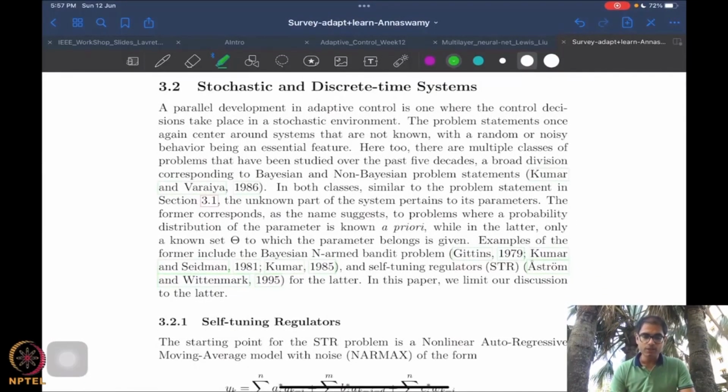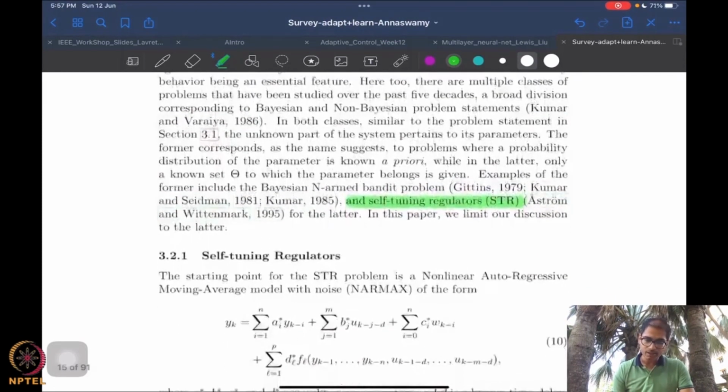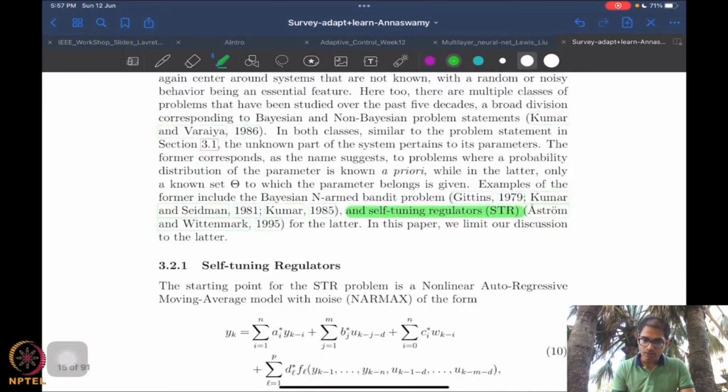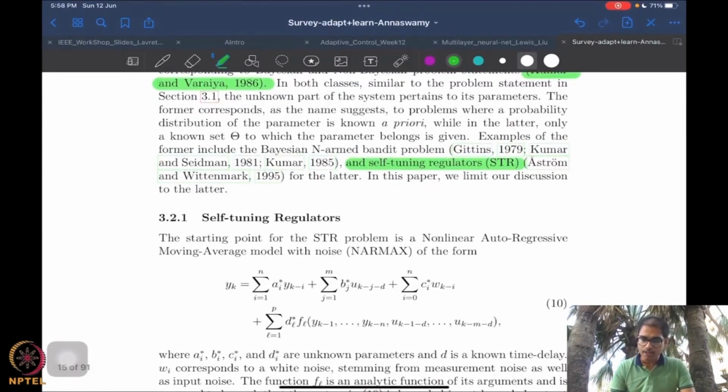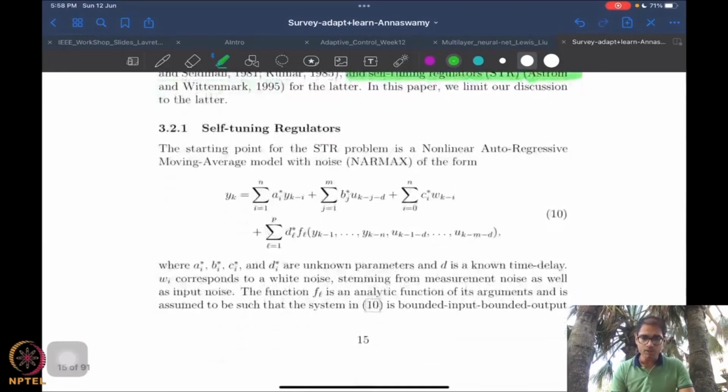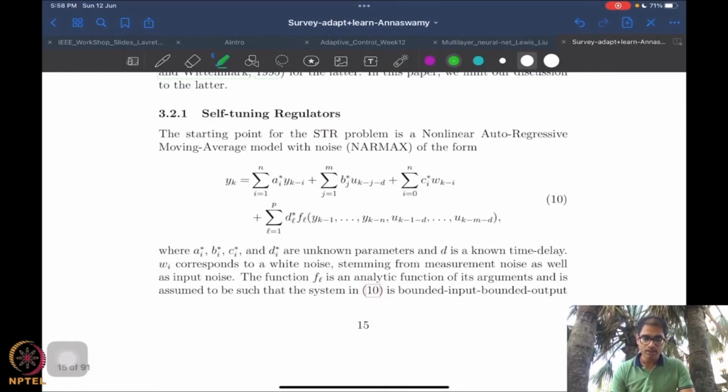I'm not going to discuss this in too much detail here, but there has also been a lot of development on stochastic and discrete time systems, adaptive control in parallel. And as I mentioned, these have been termed as self-tuning regulators. A lot of this work has been due to Kumar and Varaiya. A lot of different work connected to Varaiya, Astrom, etc. So if you search these authors, you will usually find some results.